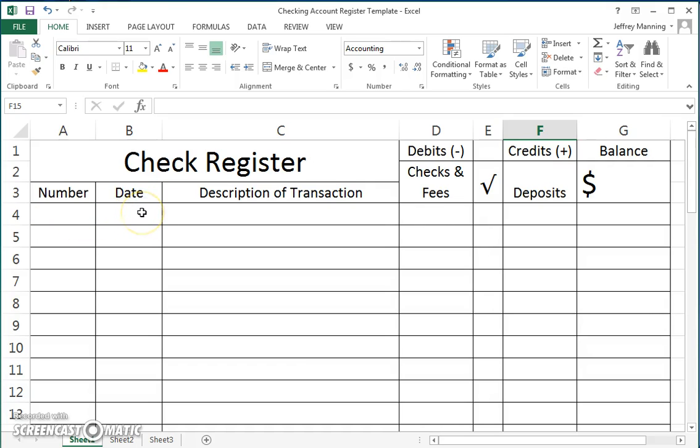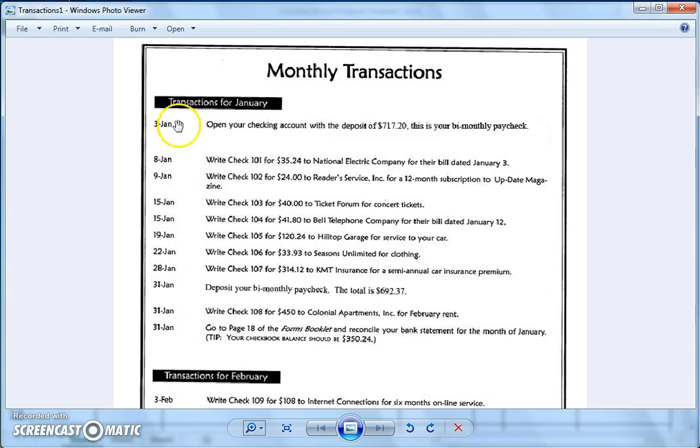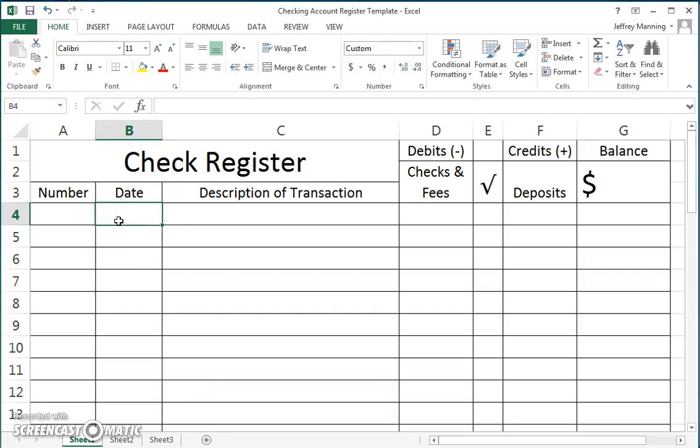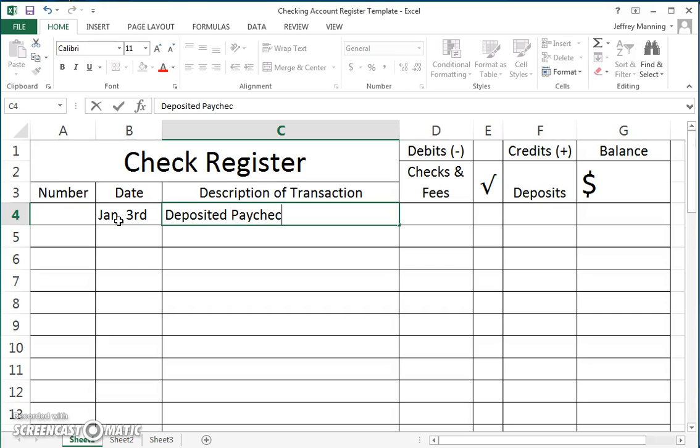The date is the date that it took place. So we did this on January 3rd. So on my date column, I'm actually going to put January 3rd, or you could put 1-3 if you want to save a little bit of time. Description of transaction. This is just for you to remember what happened. So you can use any words or terminology that you want to. I'm going to put deposited paycheck. It's just going to let me remember that that's what I did on January 3rd, is I deposited my paycheck.